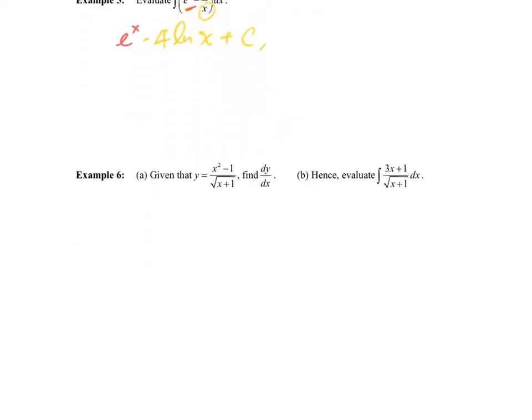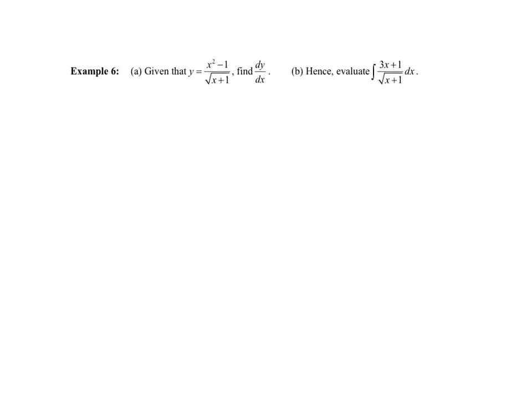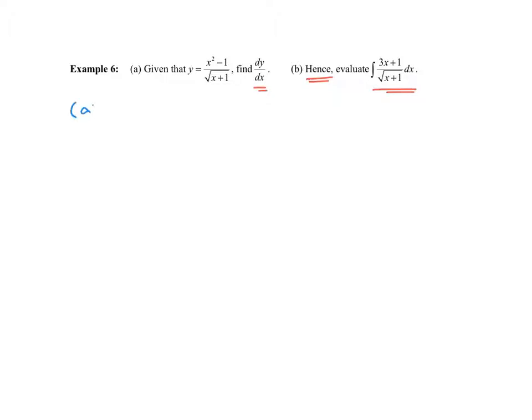After that, we have a kind of question in the exam paper very often, like example 6, where you have to differentiate an expression first, dy/dx. Afterward, you have to use the result of (a) to get the answer of (b). So what does that mean? Let's see how we are going to do (a) first.